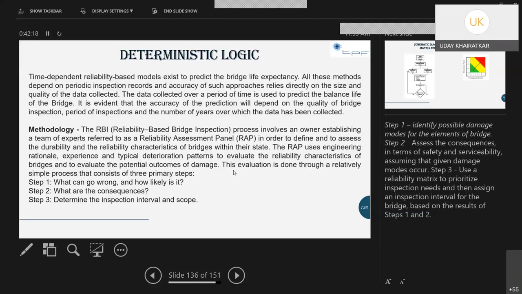Step one, what can go wrong and how likely it is. So identify possible damage modes for the elements of the bridge. And what are the consequences? Assess the consequences in terms of safety and serviceability, assuming that given damage modes occur. And step three, determine the inspection interval and scope. Use a reliability matrix to prioritize inspection needs and then assign an inspection interval for the bridge based on the results of step one and step two.